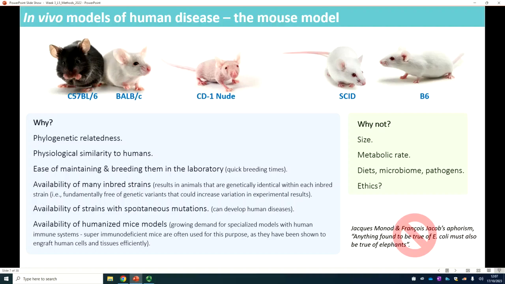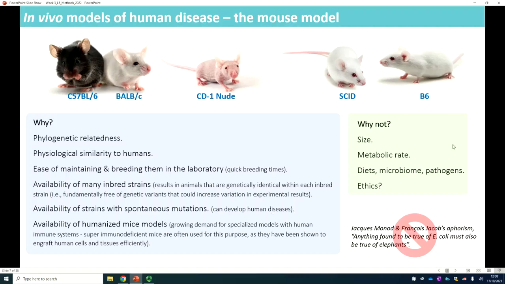We also have the availability of strains with spontaneous mutations, so we can have strains that can develop human diseases. And then we also have humanized mouse models. There's quite a growing demand for specialized mouse models that have a human immune system. So what you can do is take your immunodeficient mice, such as a SCID mouse, and then engraft human cells or tissues so that you can construct this humanized mouse model.